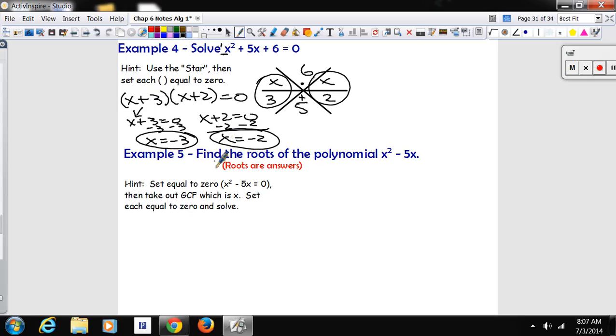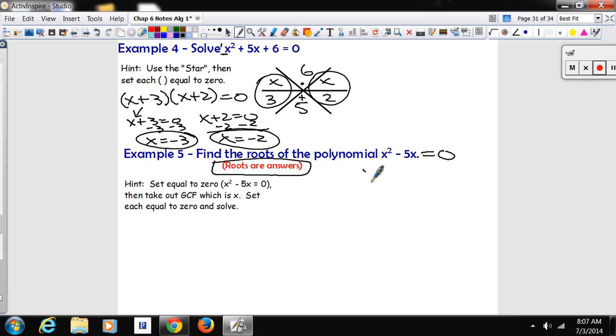The roots means answers. So it says find the roots. Finding the roots just means find the two solutions. So what we had to do is set it equal to 0 in order to do that. So you can see the hint: set it equal to 0, take out a GCF, which is x, and then set each equal to 0 and solve. So let's put equal 0 right there. If we want to find the roots, we've got to set it equal to 0.